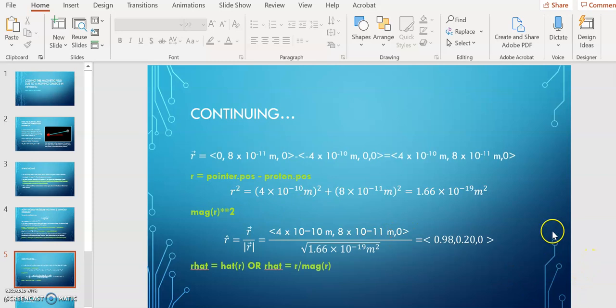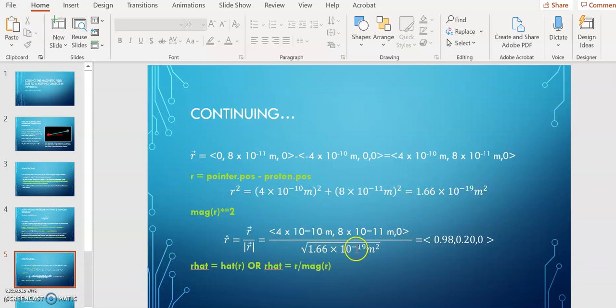You also need qv cross r hat. You need the unit vector r hat. Now, analytically, you find that by taking the vector r and dividing it by its magnitude, right? So r hat is r over the mag of r. So here, that would be the vector 4 times 10 to the minus 10 meters, 8 times 10 to the minus 11 meters, 0, divided by the square root of 1.66 times 10 to the minus 19 meters squared. Remember, r squared was the square of that vector.